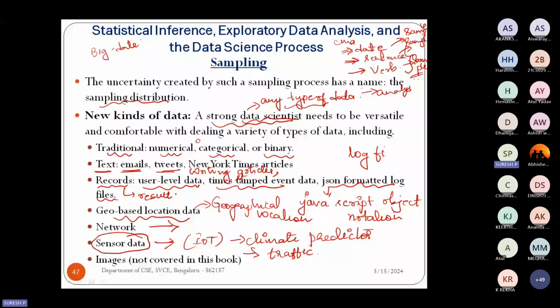So sometimes you can make use of images also. These are the set of data which the data scientists are going to use to arrive at the conclusion. So one is traditional, other is text, one is record. So geo-based location data, network, sensor data, and images. So these are four different types of data which the data scientist has to deal with when they are to arrive at some conclusion.